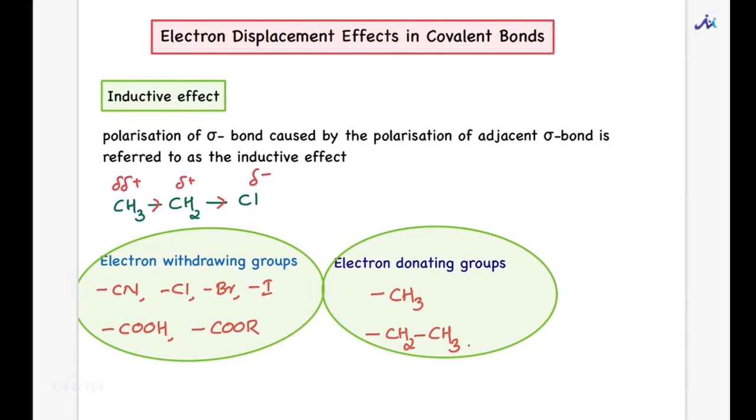Next topic is electron displacement effect in covalent bonds. In this topic, define inductive effect, origin of inductive effect, types of inductive effect to be learned. Students are advised to learn examples for electron withdrawing and electron donating groups, which are given here.